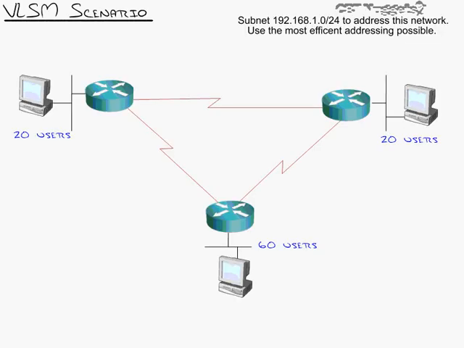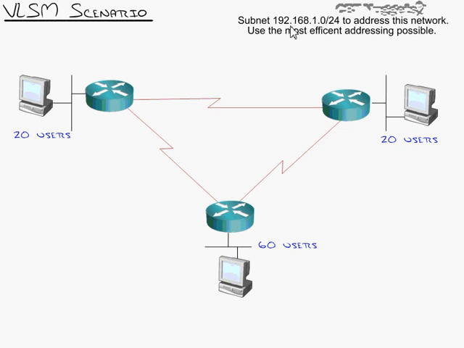VLSM stands for Variable Length Subnet Mask. It's a technical term, but really a simple definition. All it means is that you can change your subnet mask whenever and wherever you want on the network. Now remember what subnetting is. Subnetting is taking one network and breaking it into mini networks.